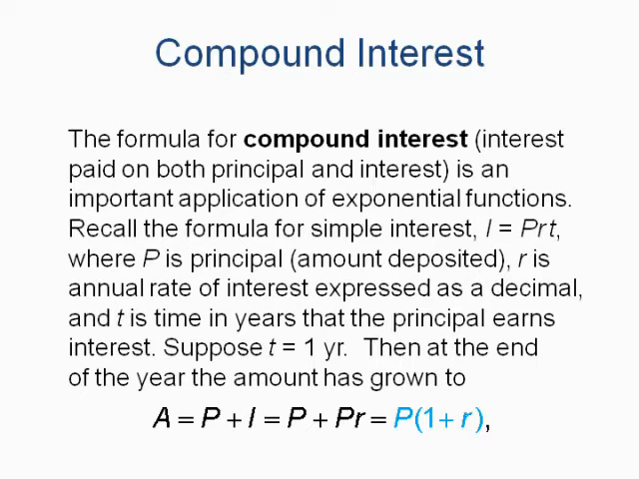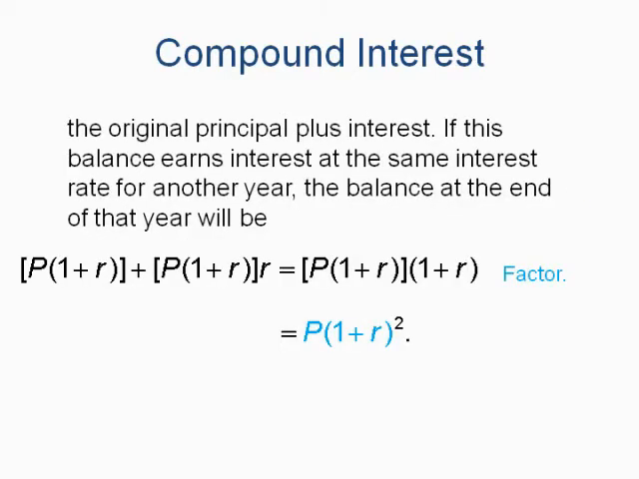Now suppose that the time is a 1-year time. Then at the end of the year, the amount has grown to A equals principal plus interest. Let's show you where that comes from. When T is 1, we get I equals PR. So the amount after 1 year would be P plus PR. Of course, if you factor a P out, you get P times (1 plus R). The original principal plus interest.